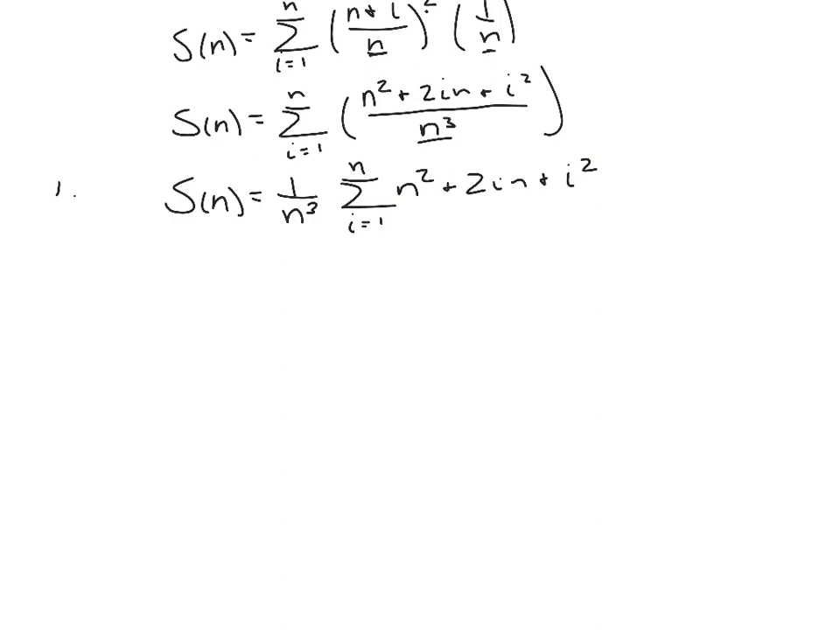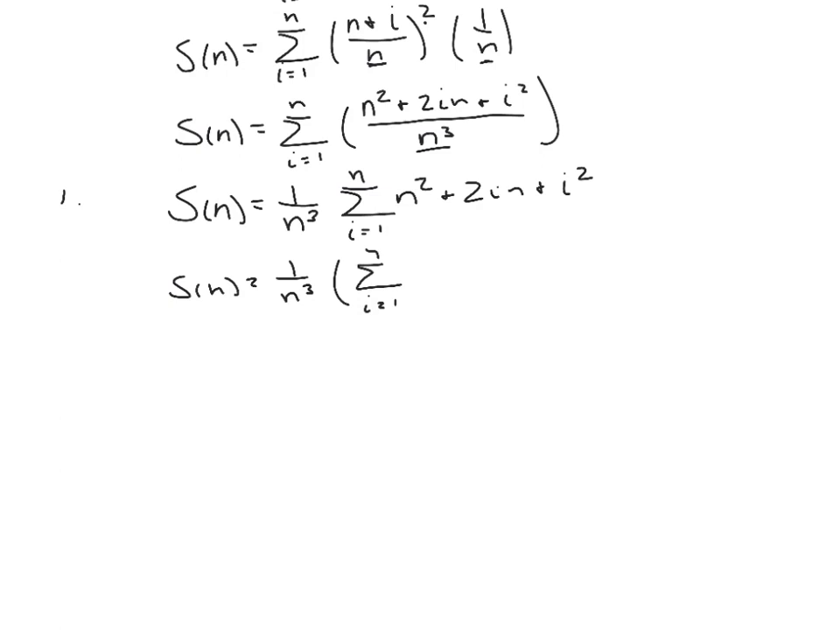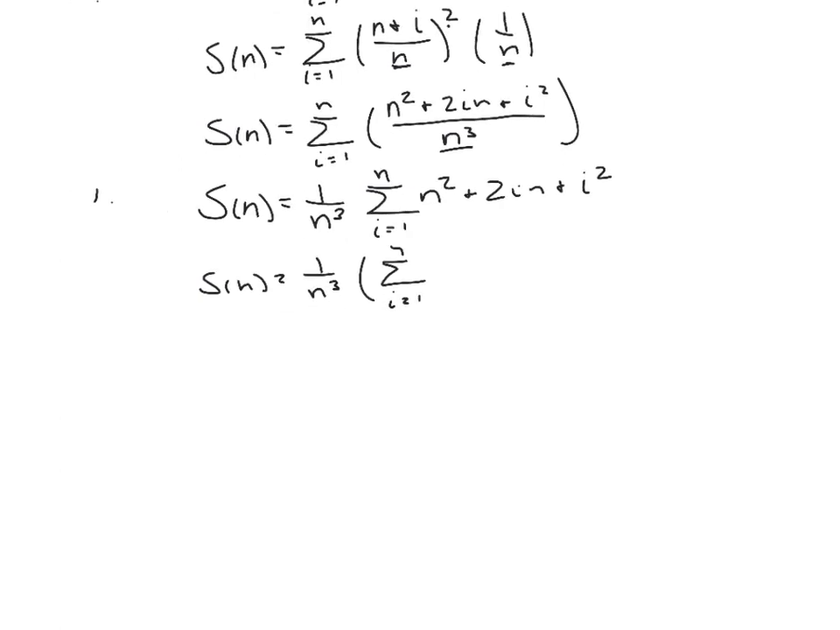Now that I've done that, I can split this up a little bit, can't I? I got s of n equals 1 over n cubed times the sum from i equals 1 to n of n squared plus the sum from i equals 1 to n of 2in plus the sum from i equals 1 to n of i squared. Forgive the technical difficulties.